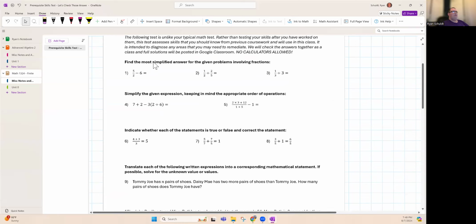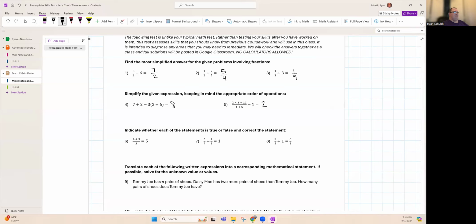So the first part, they want you to find the most simplified answer for the given problem involving fractions. Number 1, the answer is 7/2. Number 2, the answer is 5/4. Number 3, the answer is 1/9. Remember, these are just right or wrong. Number 4, the answer is 8. Number 5, the answer is 2.